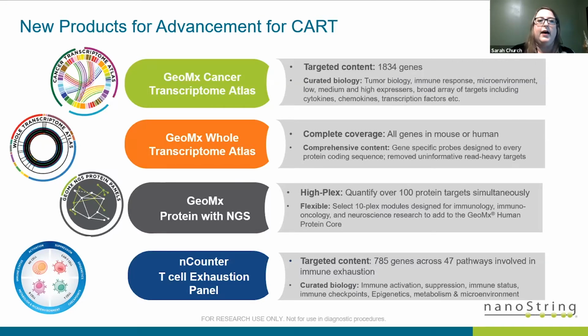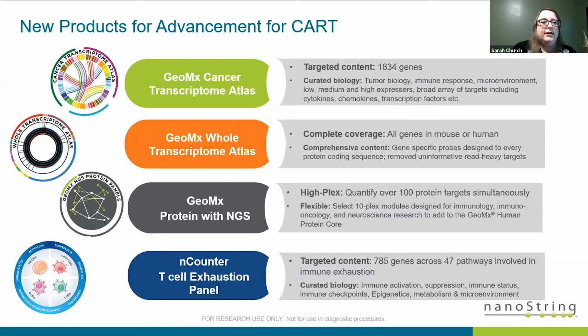Further expanding on that, our next product is the GeoMx Whole Transcriptome Atlas. This is a complete gene coverage for both mouse and human that has comprehensive content covering gene-specific probes designed for every protein. This is really a great discovery tool. There are no limitations to just the cancer content. It's really to look at all genes in the transcriptome.